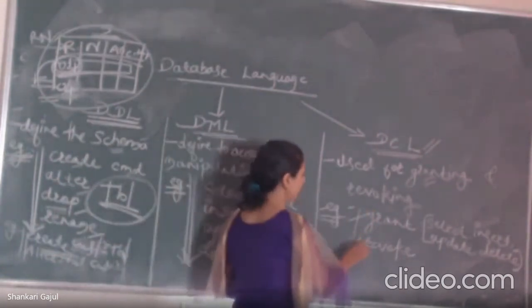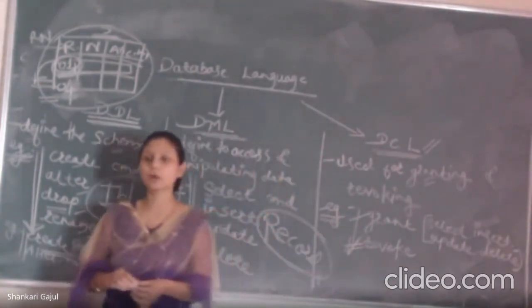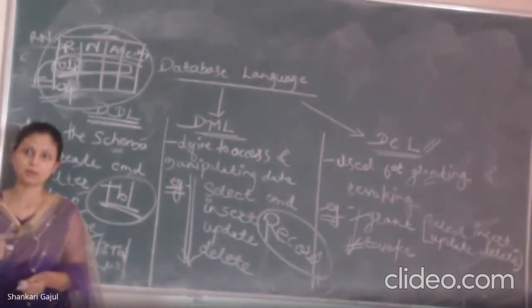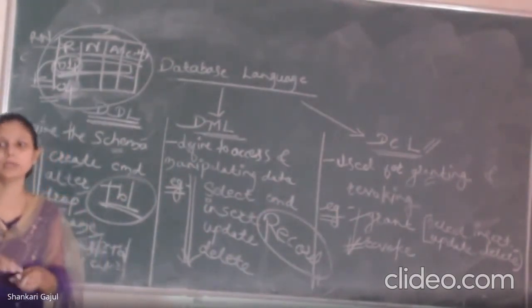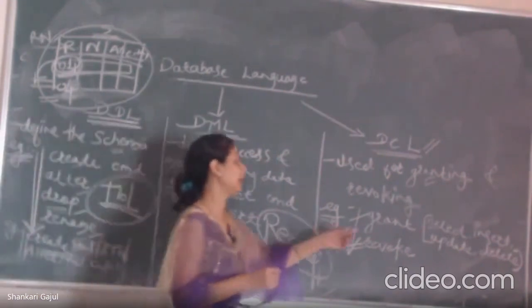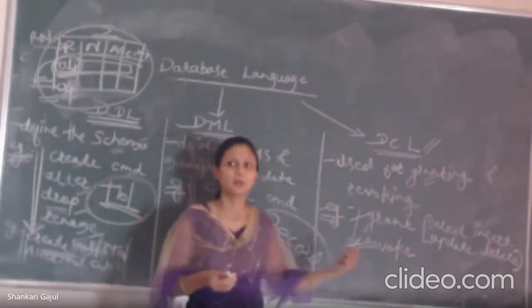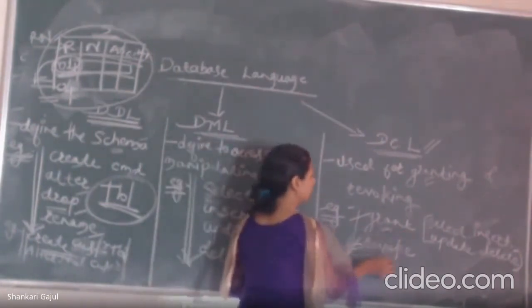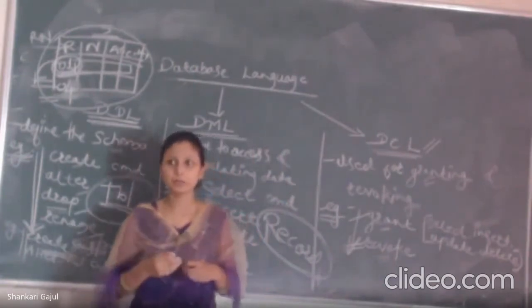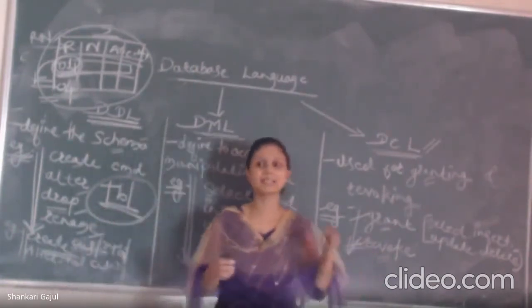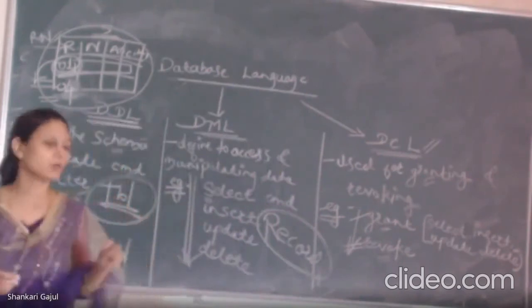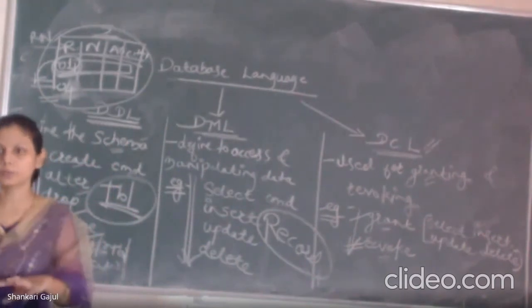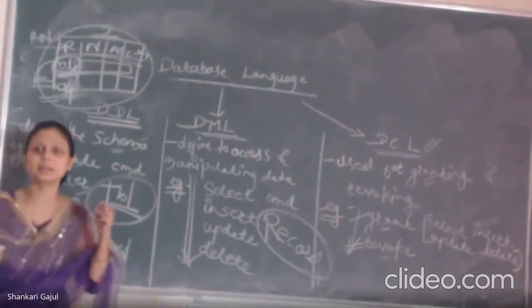So next is the revoke command. What do you mean by the revoke command? The revoke command is used to take back the permission to access the data in the database. Okay. So grant is used to give permission for doing some operations, and revoke is used to take the permission away. Okay. So both grant and revoke are for giving or taking permission for doing operations on the database as well as accessing the data from the database.